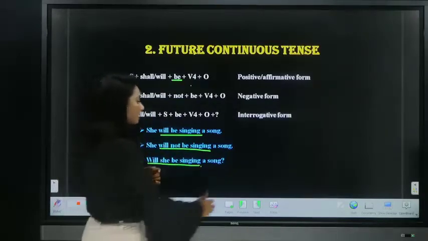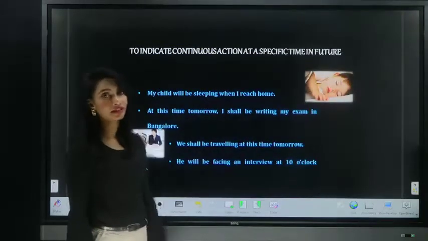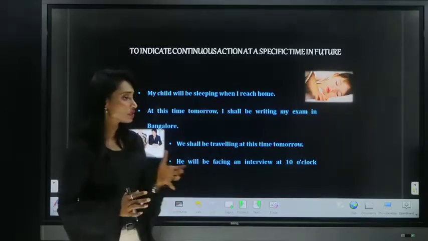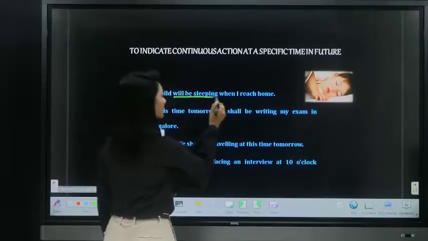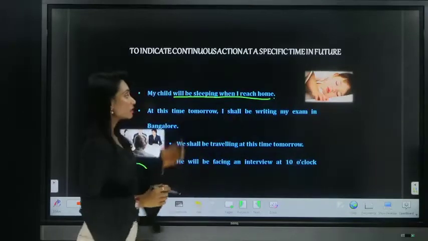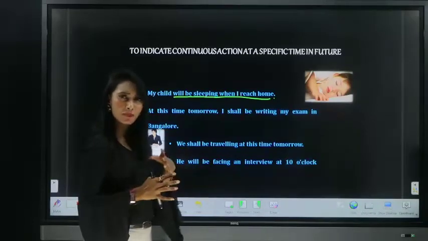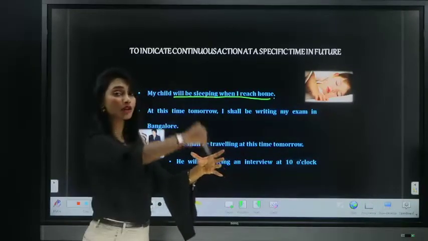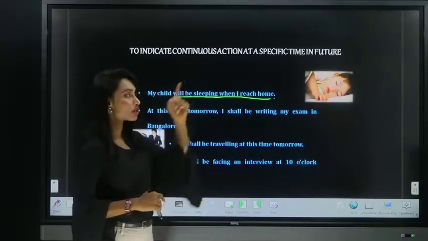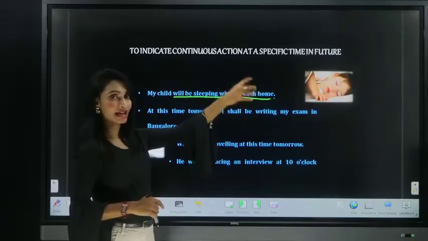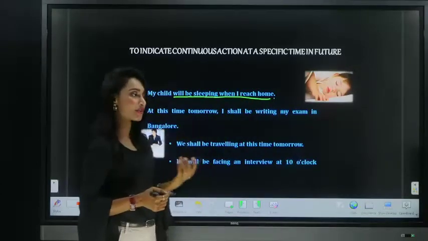For example, look at the usage. To indicate continuous action at a specific time in the future. For example, my child will be sleeping when I reach home. So when I reach home, my child will be sleeping. So here we are talking about the action which will be taking place at some point of time in the future. So again our imagination. My child will be sleeping. Action which will be going on at some point of time in the future when I reach home.